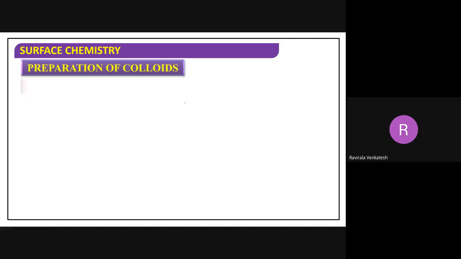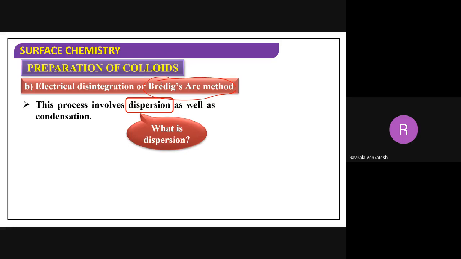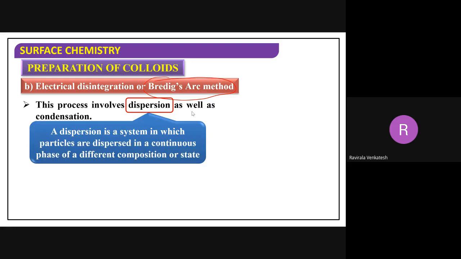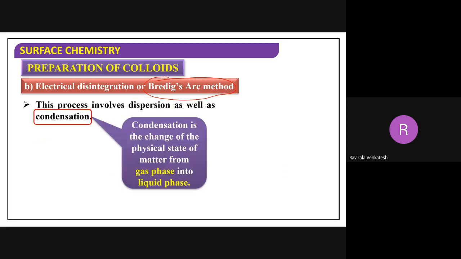Next, in the preparation of colloids, the second type is Bredig's method, Bredig's arc method. What is Bredig's arc method? This process involves dispersion as well as condensation. What is dispersion? A dispersion is a system in which particles are dispersed in a continuous phase of different composition or state. Condensation, you already know: gas converting into liquid is called condensation.